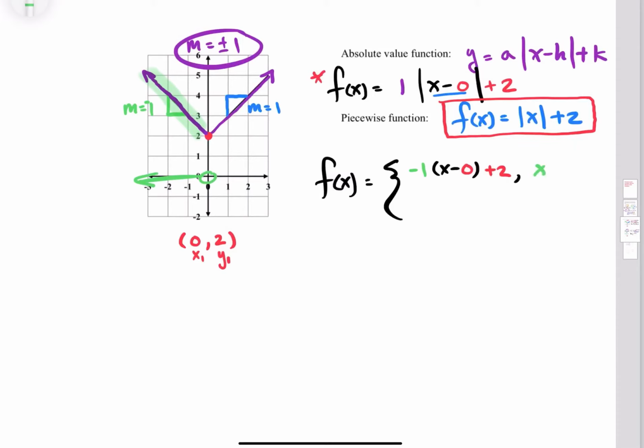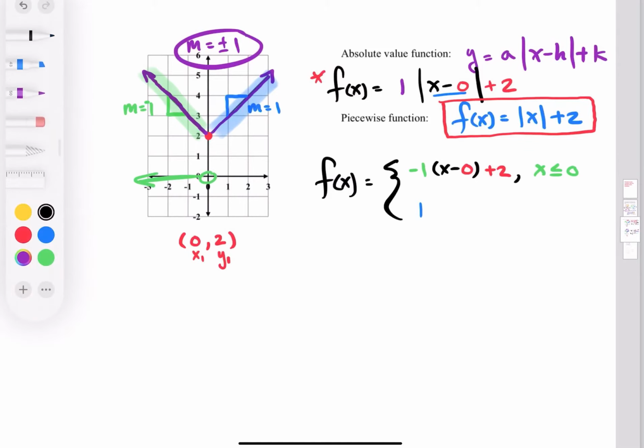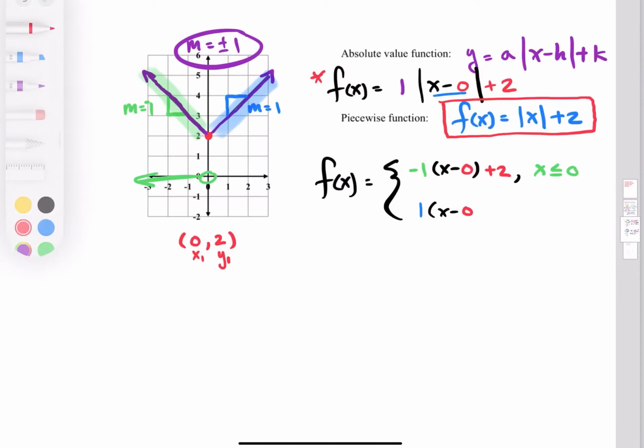So that means x is less than or equal to 0. Now to write out the other side, we're going to take a look at this other side here. On the right, we can see that the slope is the positive 1. So I'm going to put in the positive 1. And then we have our same shared point. So x minus 0. And then we have our y1, which is 2.